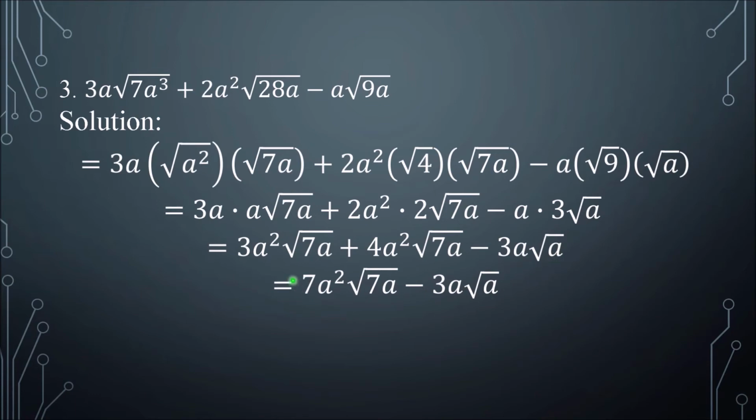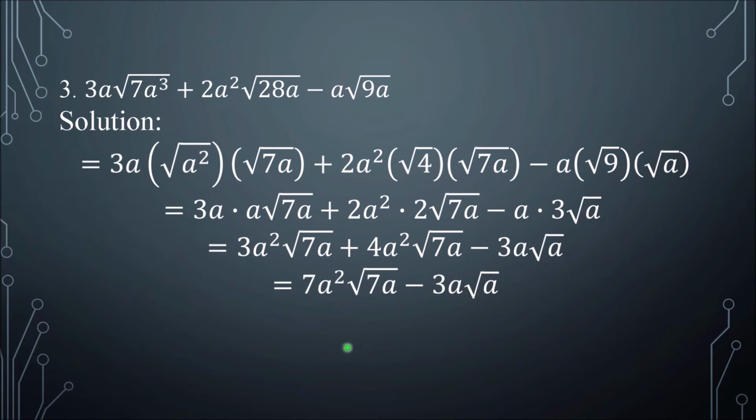Now, we can combine 3a squared and 4a squared because the radicand here is 7a, and the radicand here is also 7a. And the index here is 2, the index here is 2. So we can combine the coefficients, 3a squared and 4a squared. So 3a squared plus 4a squared is 7a squared. Plug in the radical, 7a squared square root of 7a. And then minus 3a square root of a.